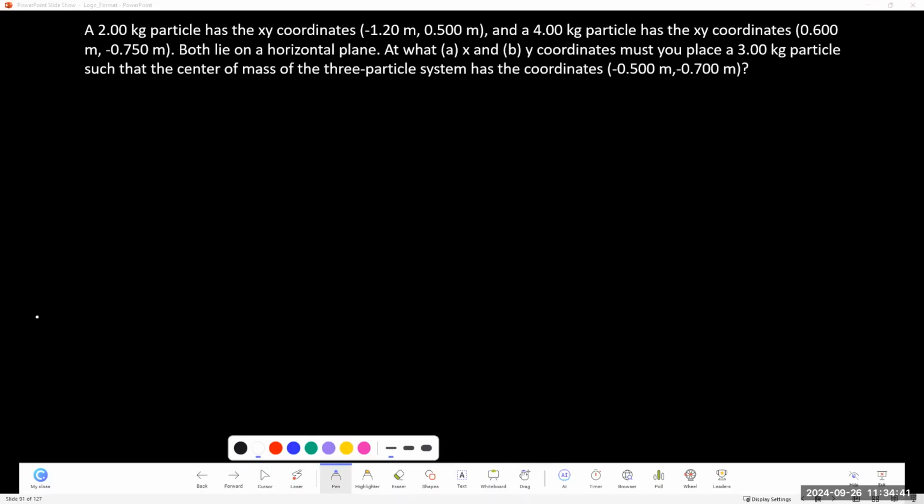All right, we're going to be doing some problems to understand these concepts a little bit better. Let's read the problem. A 2 kilogram particle has an xy coordinate given here, and a 4 kilogram particle has an xy coordinate given there. Both lie on the horizontal plane.